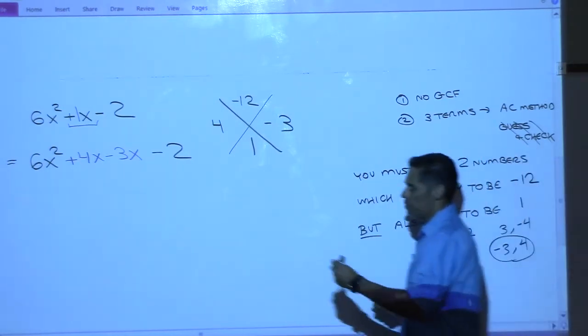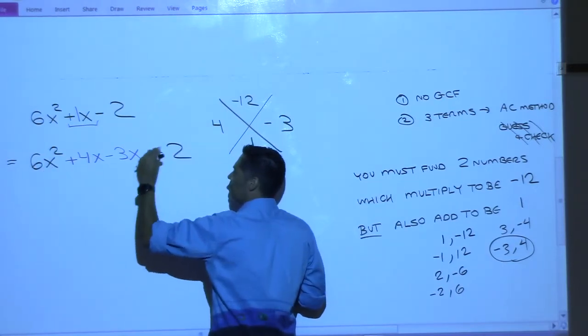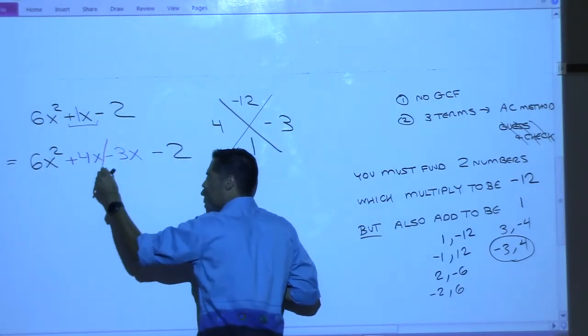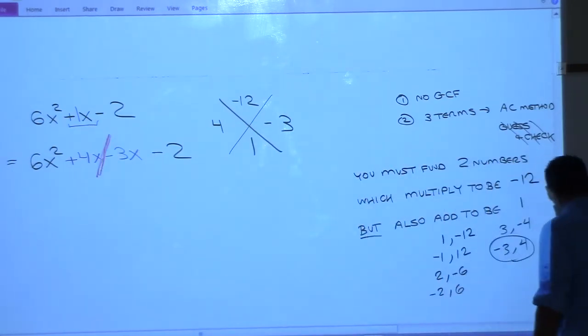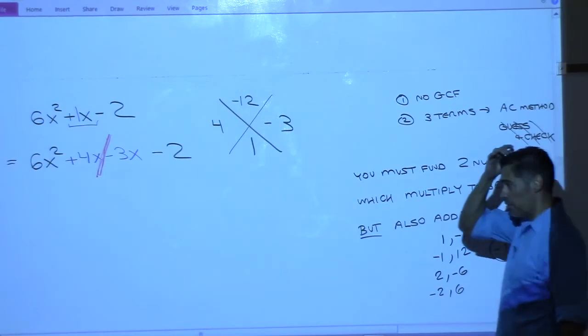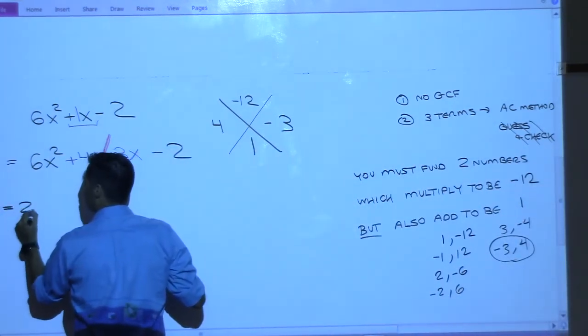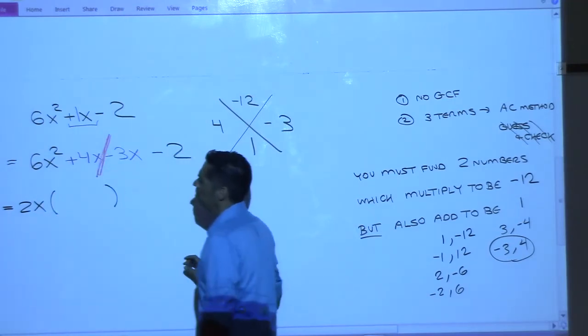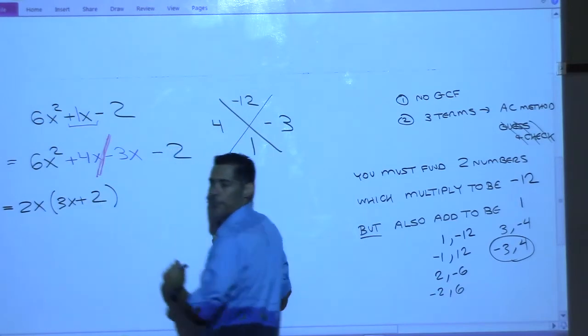Okay, Elena, I'll let you group. Where do I slash it? After the 4x, before the negative. Right there, okay. All right, what's a GCF out of that first one? Be a little careful on that GCF on that first two. 2x, good. So everyone agrees we can pull a 2x? And what's left here? 3x plus 2. 3x plus 2. Everyone good with that?